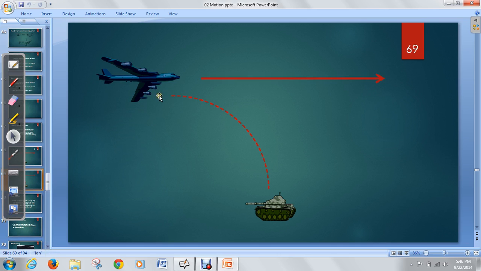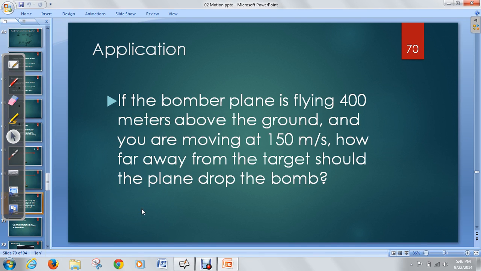It already has some motion going with it. So it's going to fall along this arched path. This turns out to be exactly like the cannonball situation, except now we have a bomber plane. You just say, here's the height above the ground, here's the speed it was moving at, or the velocity. How far away from the target should the plane be?